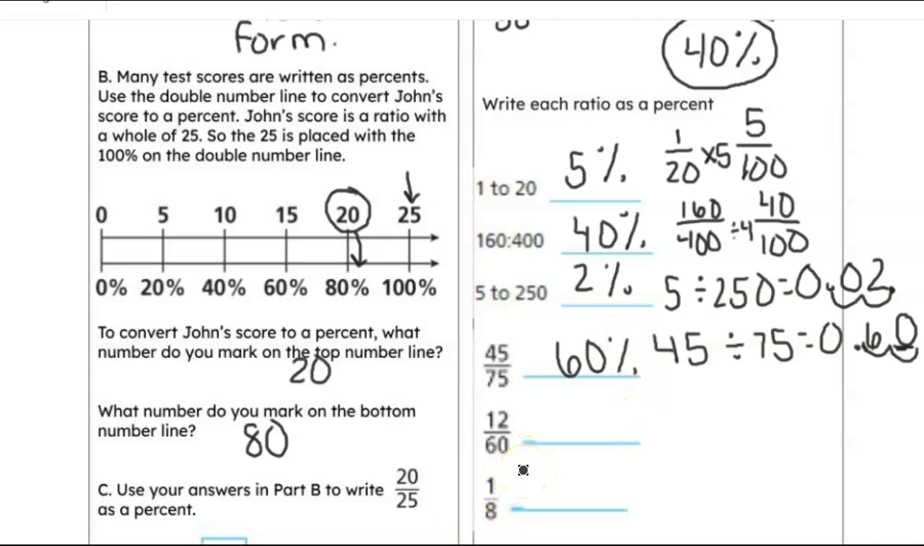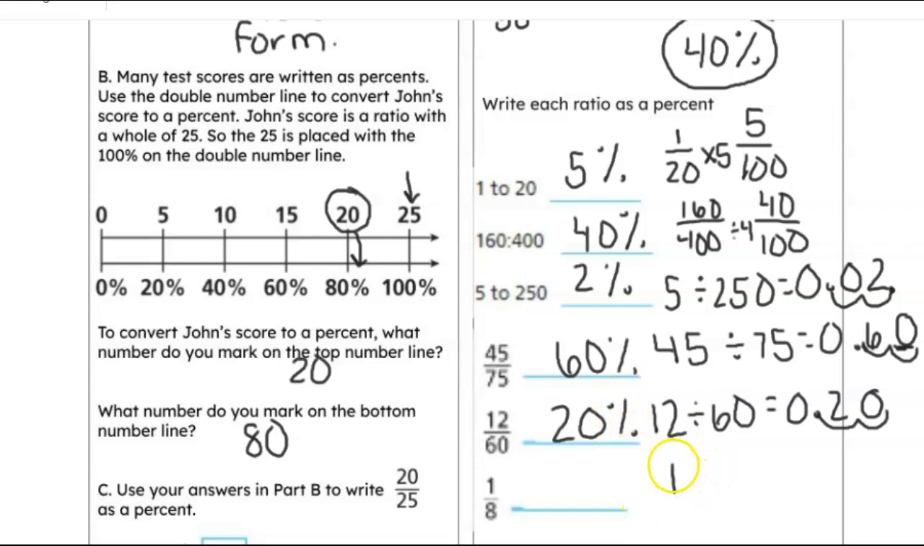Next one, 12 over 60. I'm going to take the top number and divide it by the bottom number. In my calculator, I'm going to do 12 divided by 60. And I get 0.2. To change a decimal to a percent, we move it 2 times to the right, and we get 20%.